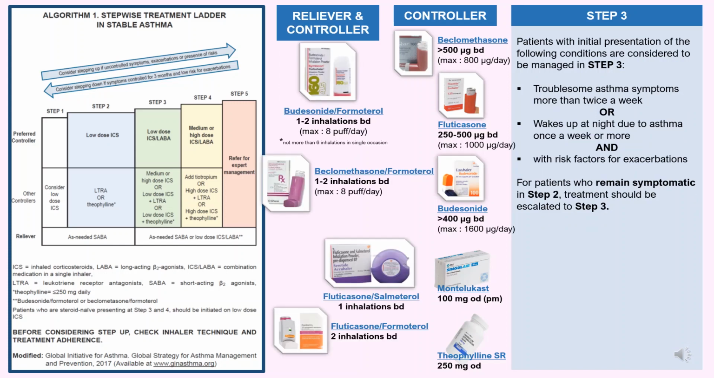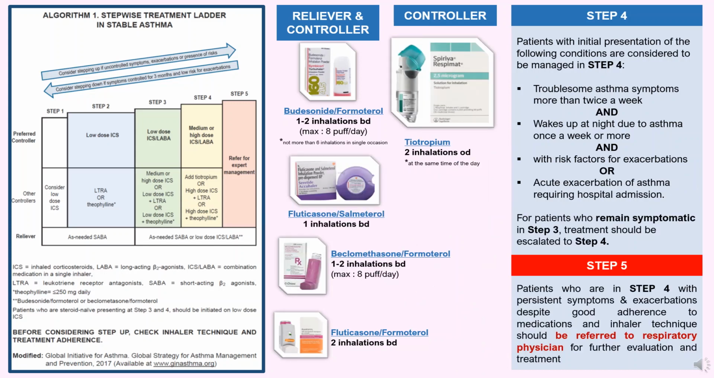Patients in Step 2 that remain symptomatic should be escalated to Step 3, and new patients who experience troublesome asthma symptoms more than twice in a week or wake up at night due to asthma once a week or more, with risk factors for exacerbation, should change their reliever medication from salbutamol to a combination of inhaled corticosteroid and long-acting beta-agonists such as Symbicort, which is budesonide formoterol, and Foster, which is beclomethasone and formoterol. These two drugs act as a preferred controller and reliever.